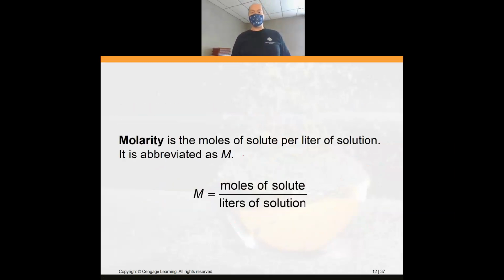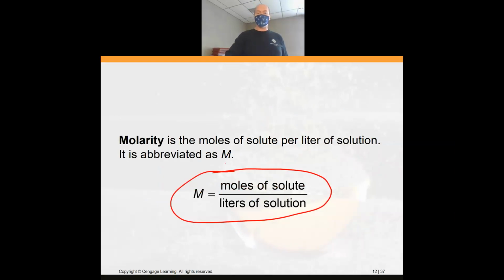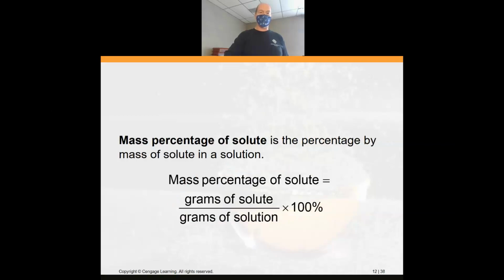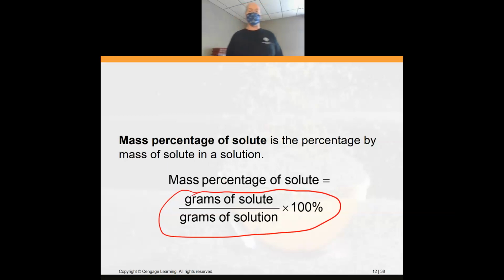Again, molarity, capital M, is moles of solute per liter of solution. You need to know that's the unit for molarity. Mass percent is the mass or grams of solute divided by the mass or grams of solution. The units just have to be the same. It doesn't matter if it's grams, kilograms, whatever mass units they are. Normally it is grams.